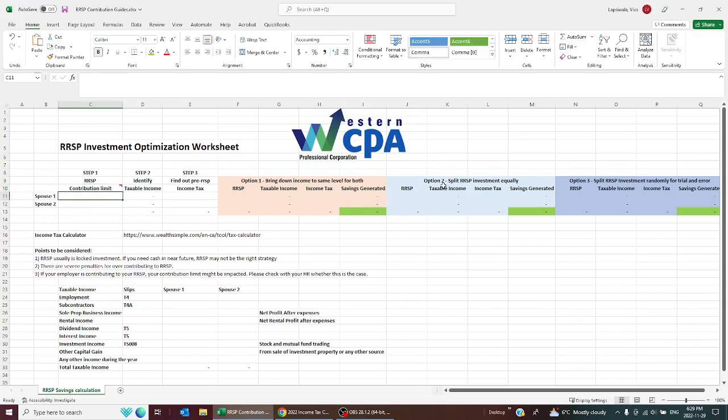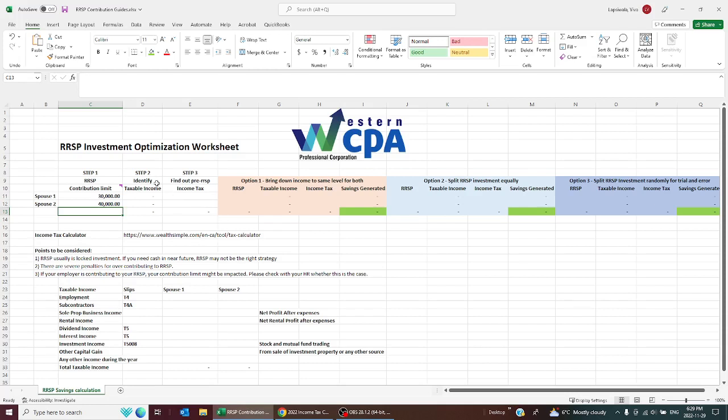Let's say we figured out that spouse one and spouse two both have an RRSP contribution limit of 30,000 each. So write down 30,000 for spouse one and, let's say, 40,000 for spouse two. So this is great to know that they have enough RRSP contribution limit.